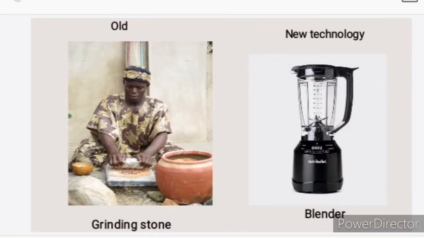Okay, now look at this again. This is a grinding stone. It was used in the past, but now with technology we have the blender. You don't have to stress yourself. I can remember grinding melon and tomato and pepper with the grinding stone, and trust me, it is not easy at all. You'd have to exert a lot of energy. You'd use your strength to grind and you'd sweat. Okay, but now with technology we have blenders, and all those stresses have been reduced.